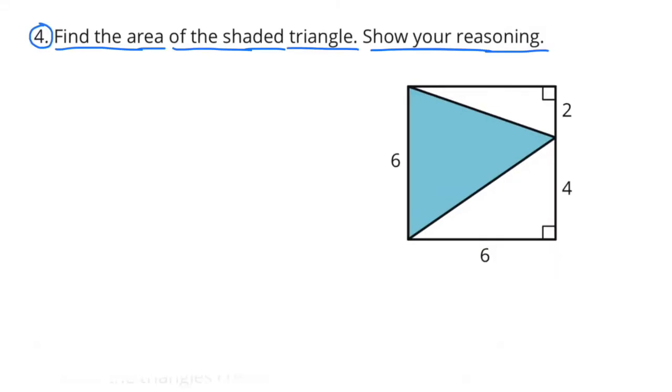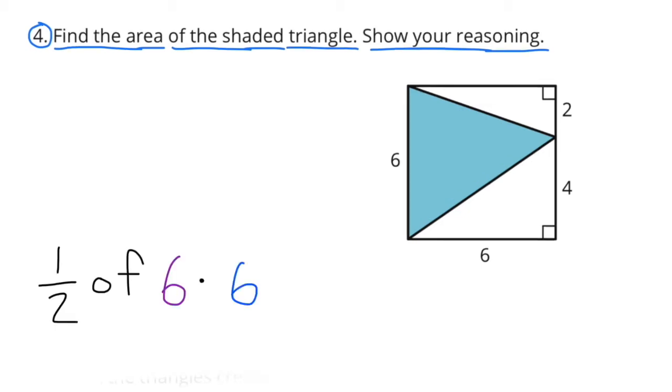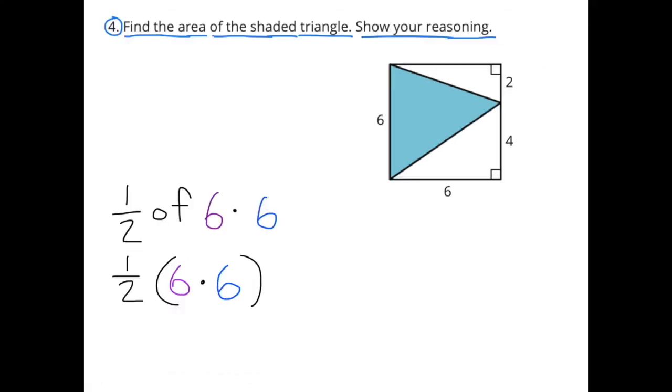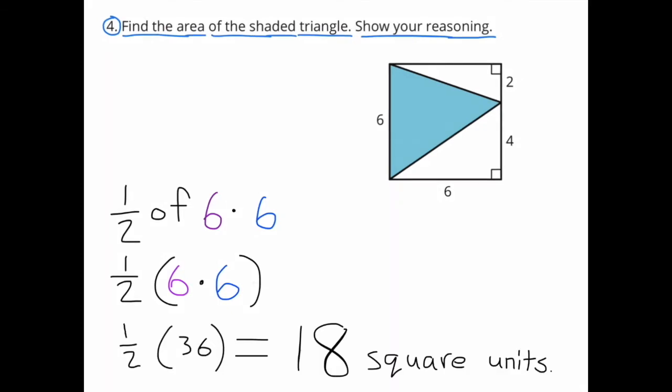Number 4. Find the area of the shaded triangle. Show your reasoning. The shaded area is the shape of a triangle, so we're going to use the formula 1/2 of base times height, and in this case it would be 1/2 of 6 times 6. And 6 times 6 is 36. Half of 36 is 18, so the area of this shaded triangle would be 18 square units.